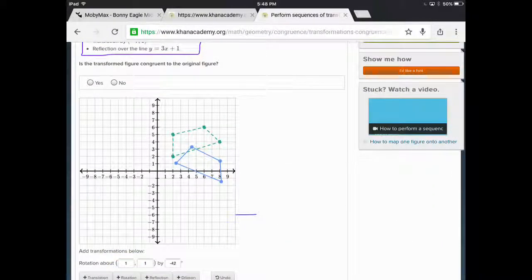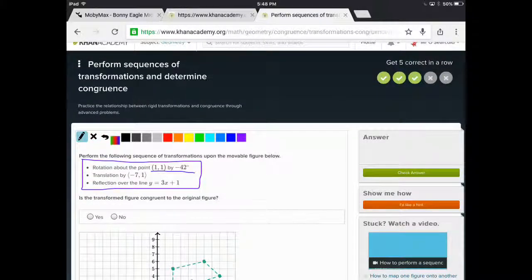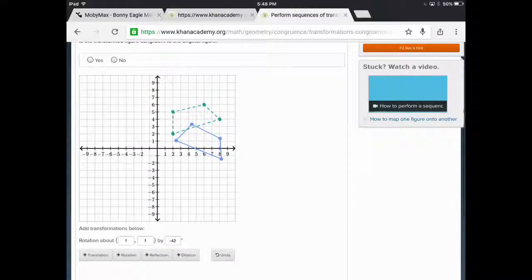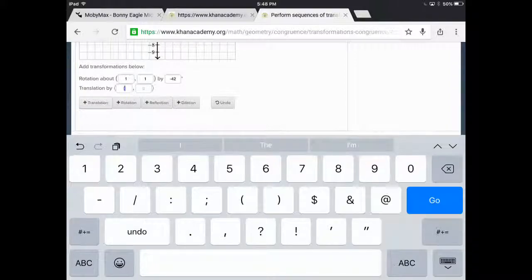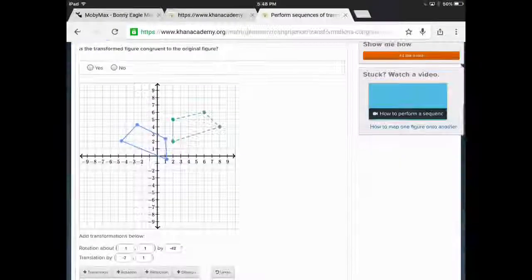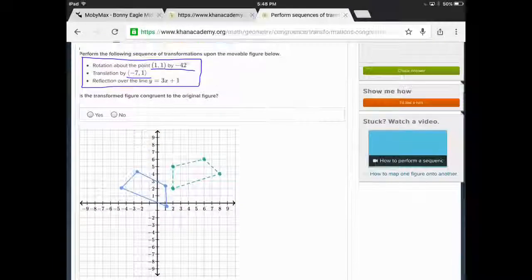Okay, so the second thing we're being asked to do is to translate by negative 7, 1. And that means we're going to go left 7 places and up 1 place. So the translation, again, is giving us the format that the question is in. So we don't need to worry so much about that, because it's something we can just copy right down, and it gives us the translation. So just move that image 7 places to the left and 1 place up.